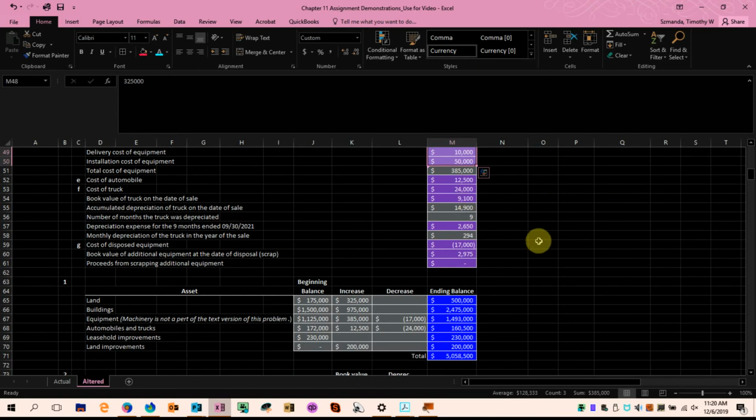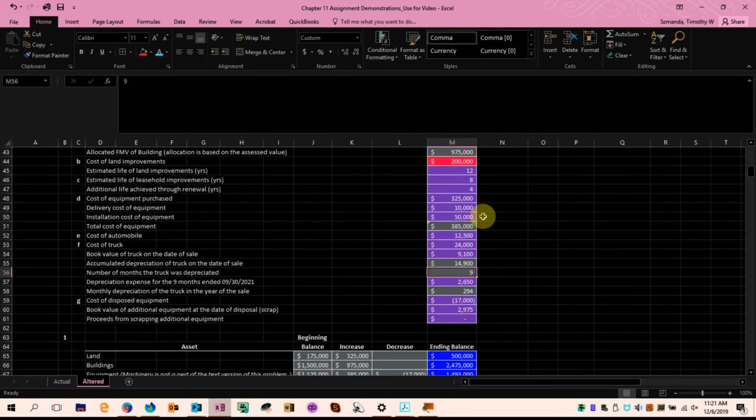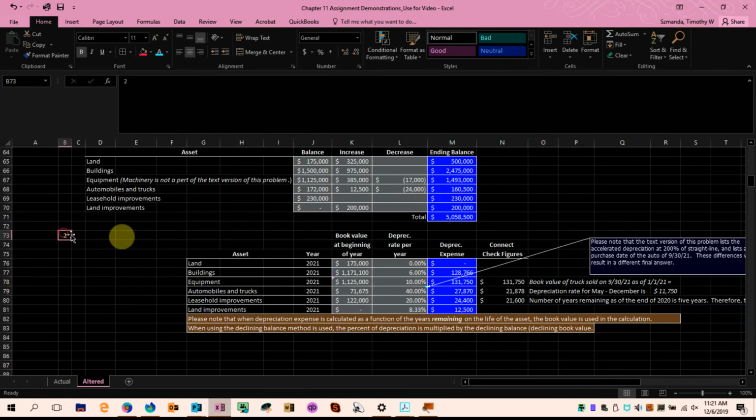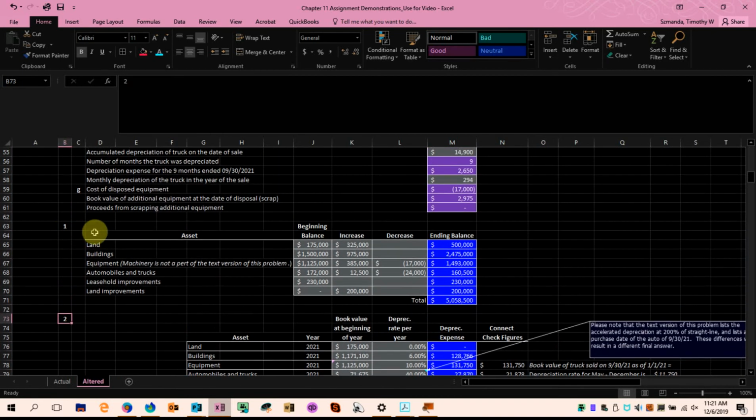To reproduce the values and do some intermediary calculations on the other data that's given: cost of the automobile, accumulated depreciation on the truck at the date of the sale. I just included that intermediary calculation here. Number of months the truck was depreciated was 9, and depreciation expense for the 9 months was $26.50. Had a book value of $24,000. I'm reading down part F. This kind of information that relates to the depreciation will be needed for the second part of this problem, but not for the first part.